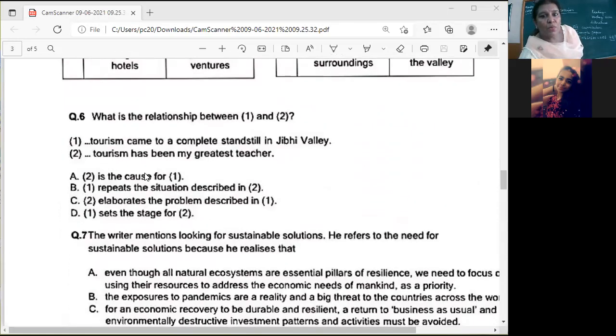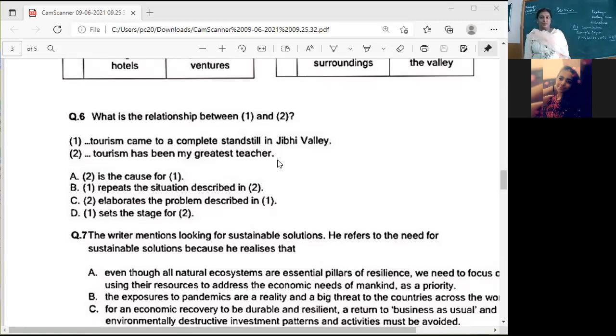Yes. Now, what is the relationship between 1 and 2? Tourism came to a complete standstill in Gibi Valley. Tourism has been my greatest teacher. Tourism came to a complete standstill. Yes, here. Can anybody give this right answer?